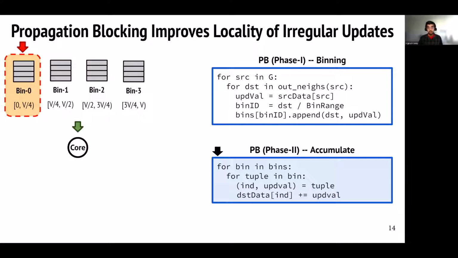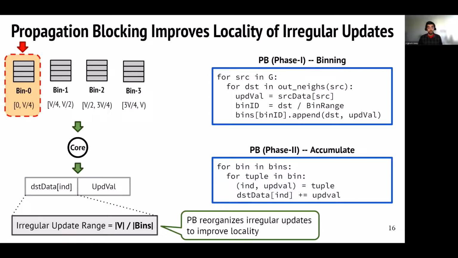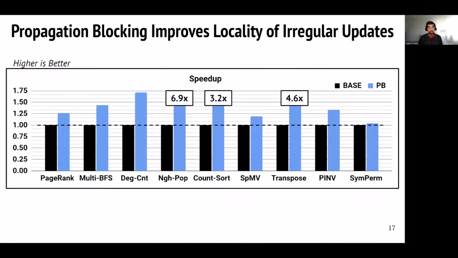And now, because each bin stores update tuples for a limited range of indices, when we apply the irregular updates in the accumulate phase, the irregular update range went from V to V divided by bins. So by using the bin data structure, propagation blocking is able to reorganize the irregular updates, thereby improving locality, for many irregular update workloads. What we can see on the slide is that propagation blocking is a pretty versatile software optimization because it is able to provide performance improvements for this broad range of workloads.